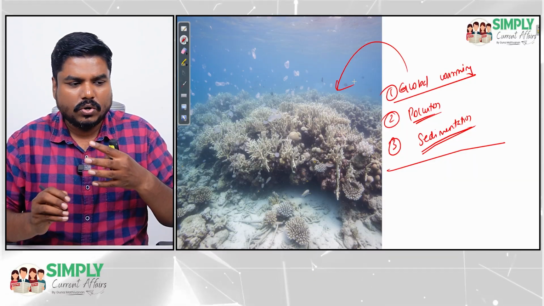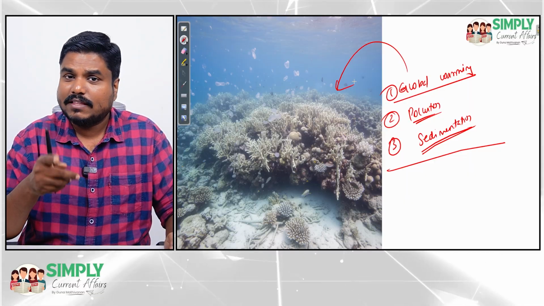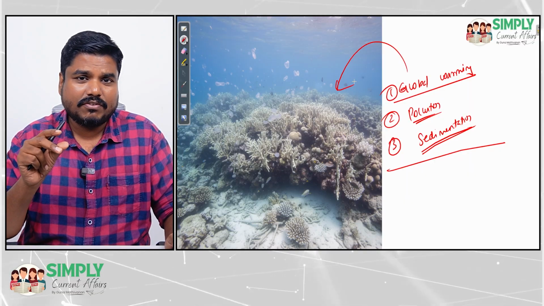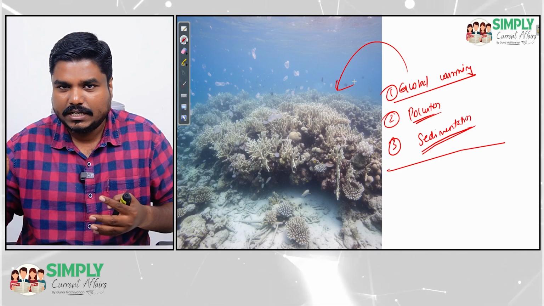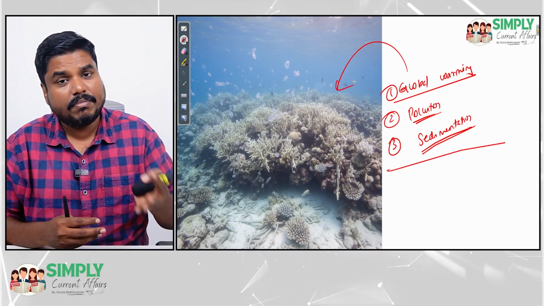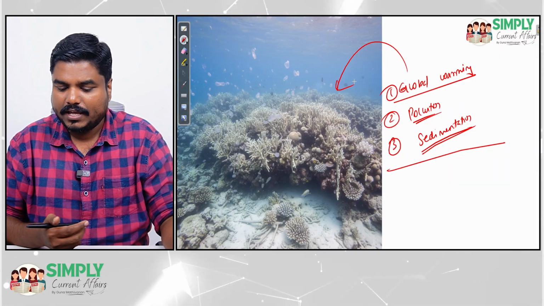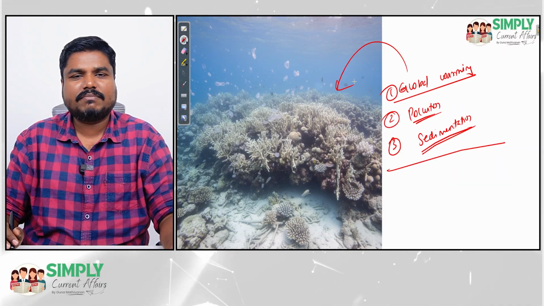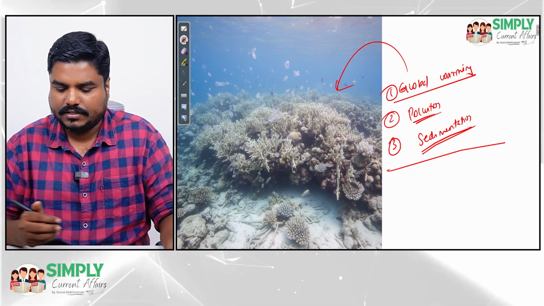So what will happen when the coral is bleached? That means the zooxanthellae is expelled. I said zooxanthellae provides 90% of energy to the corals. When zooxanthellae is expelled, the corals will lose the energy. Corals will not die immediately, but eventually they will die. Apart from global warming, pollution, and sedimentation, in general, the corals are facing certain threats.